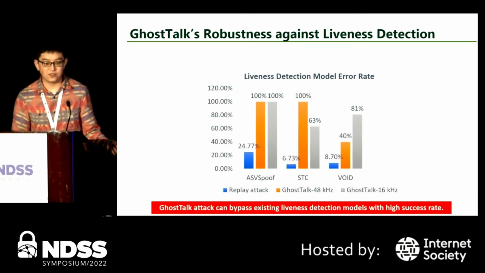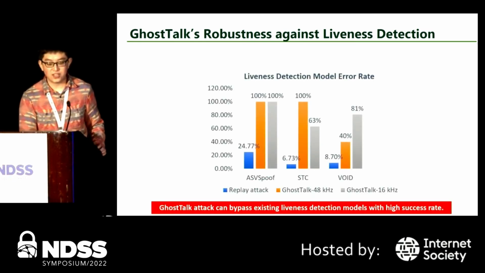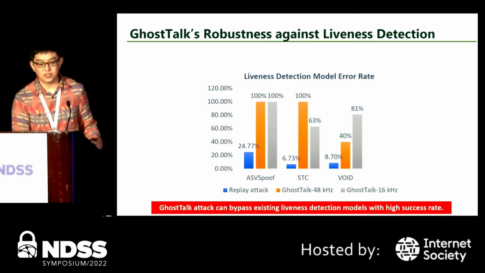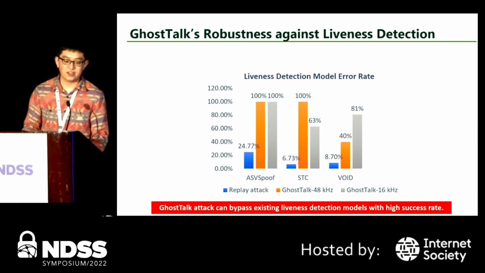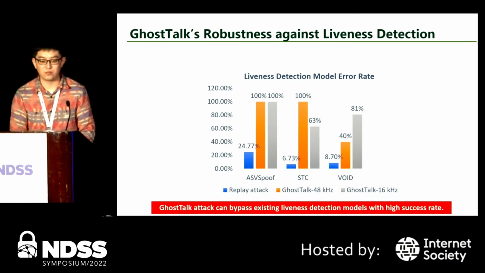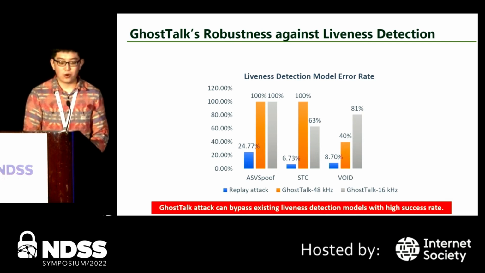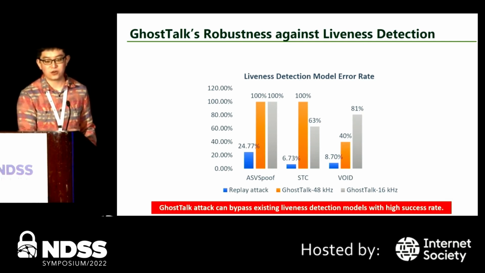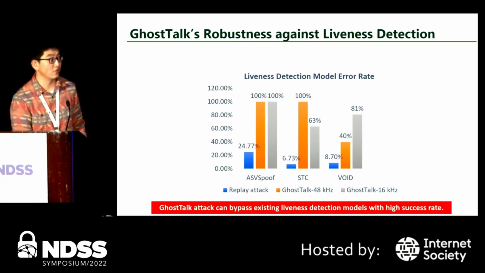And we also test GhostTalk's robustness against liveness detection models. We can see from this figure, when dealing with replay attack samples, these liveness detection models all maintain a low error rate. However, for the GhostTalk attack, they fail to detect injected signals since the audio is not played with a loudspeaker but comes from the electric signal. And moreover, we can adjust the GhostTalk injection frequency to better spoof these models.